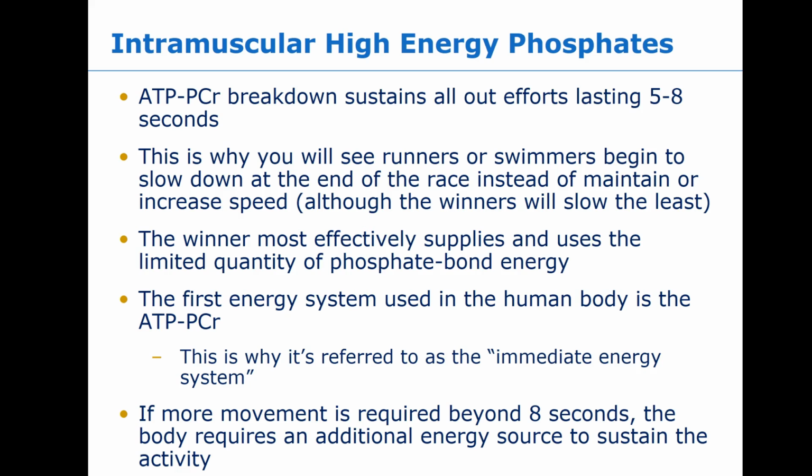The winner is the one that most effectively supplies and uses a limited quantity of phosphate bond energy within their system. So again, the first energy used in the human body is the ATP-PCR system, and that's why it's called the immediate energy system. If you are in any type of physical activity that requires movement or power or performance beyond 8 seconds, the body then requires an additional energy source to sustain the activity, and we tap into the next energy system.